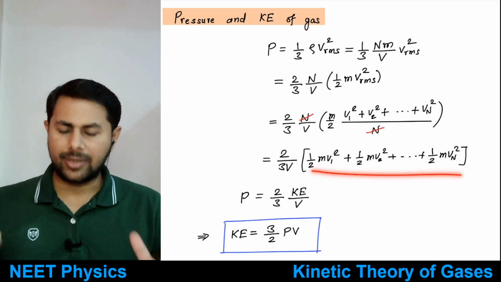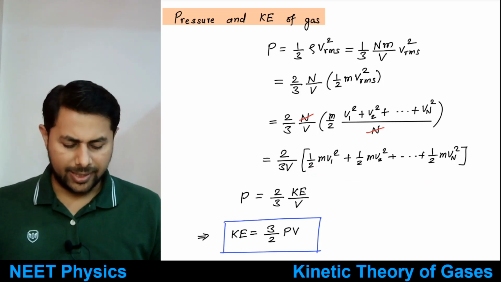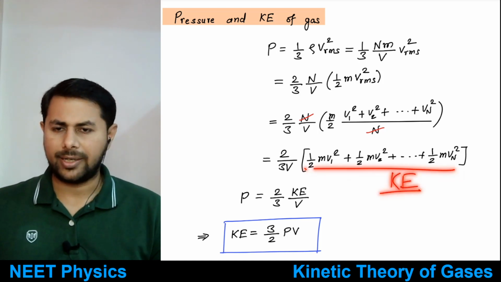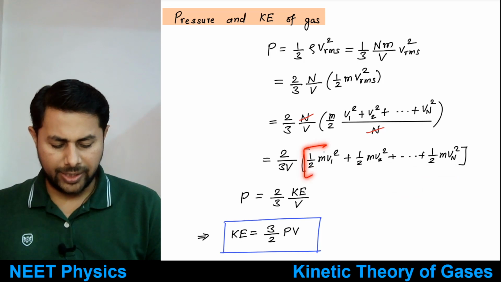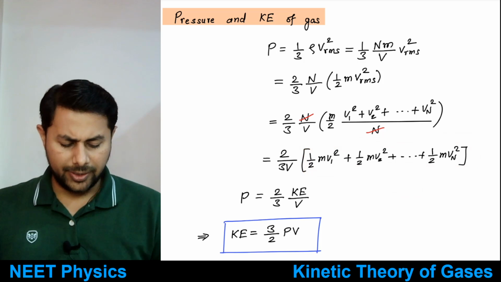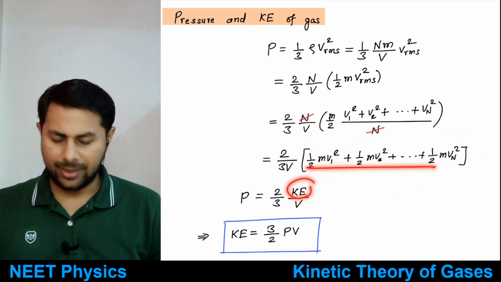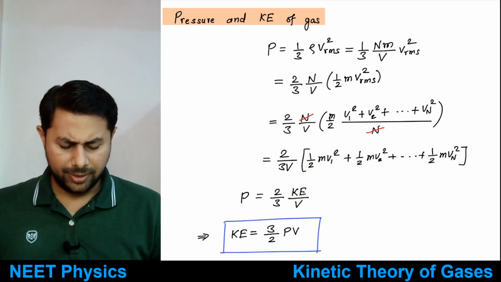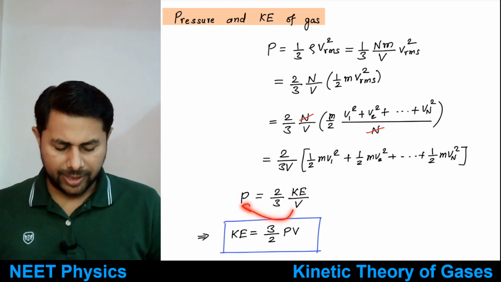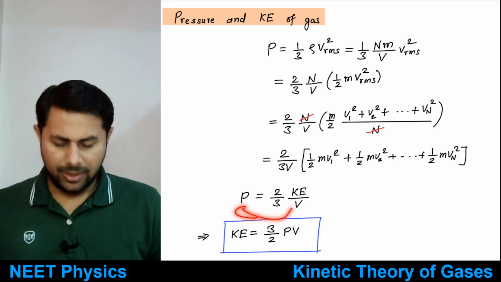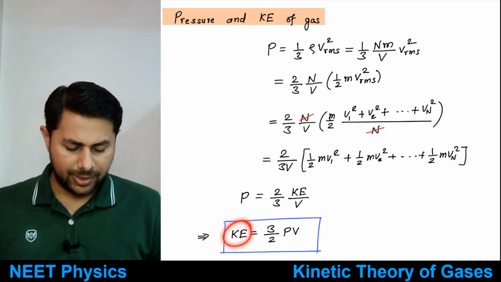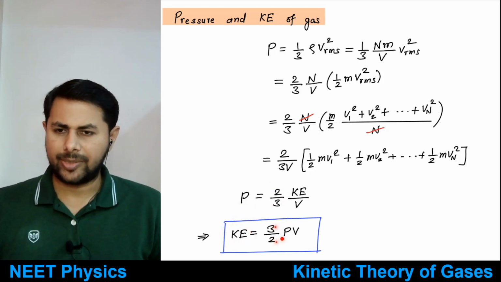If you add up the kinetic energies of all molecules of a gas, what do you get? You get the total kinetic energy of a gas. So you replace this thing by KE, the kinetic energy of the gas, and then this is a formula. If you like, you can move pressure and volume to one side and this 2 by 3 factor to the other side. So the kinetic energy of the gas is equal to 3 by 2 times pressure into volume.